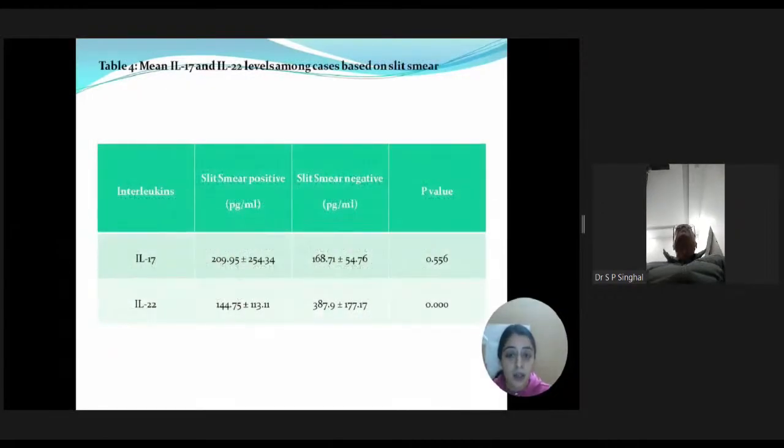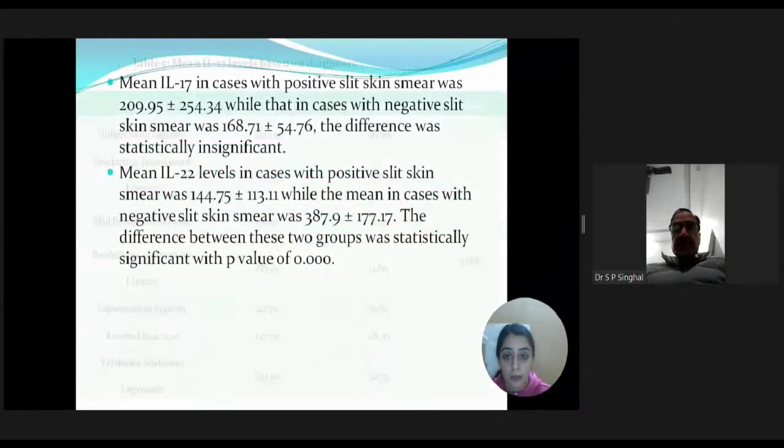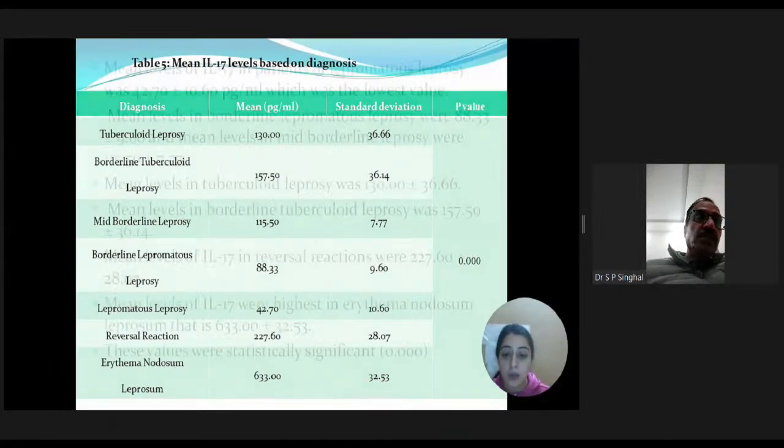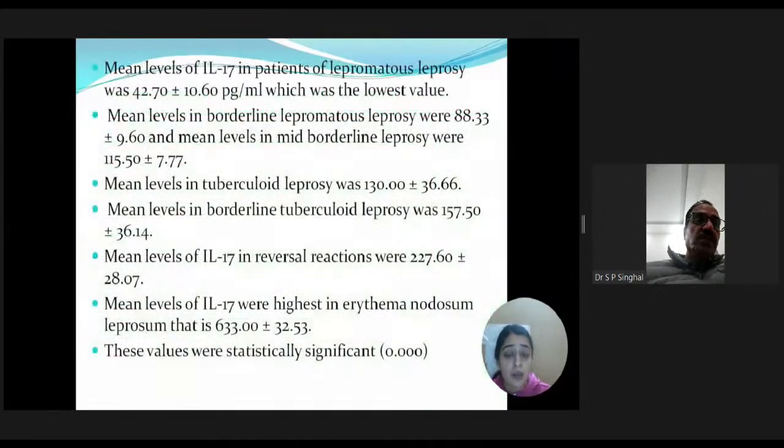Similarly, interleukin 17 and 22 levels were compared based on the slit smear. These are the observations, as you can all appreciate. Interleukin 17 levels were also compared based on the diagnosis. What we did was we divided the leprosy patients in 5 groups based on the Ridley-Jopling criteria, and we took 2 groups separately, that is, we separated the reactional patients, type 1 and type 2 reaction. So we took 7 groups in all. Mean level of interleukin 17 was lowest in lepromatous leprosy, which was around 42 picogram per ml, and it was highest in ENL, that is type 2 reactions. It was around 633. So these values were statistically significant.